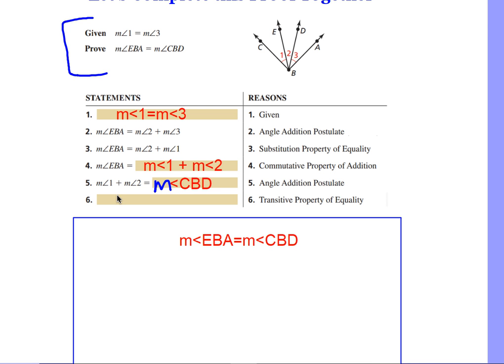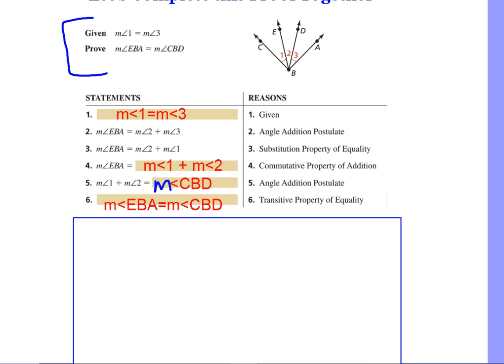Well, now look what happens. You have two different angles, EBA and CBD, but they both equal the measure of 1 plus the measure of 2. Well, if they both equal the same thing, this is exactly what our transitive property of equality tells us. If A equals B and B equals C, then A equals C as well. And that is our transitive property of equality. So that's our very first proof.